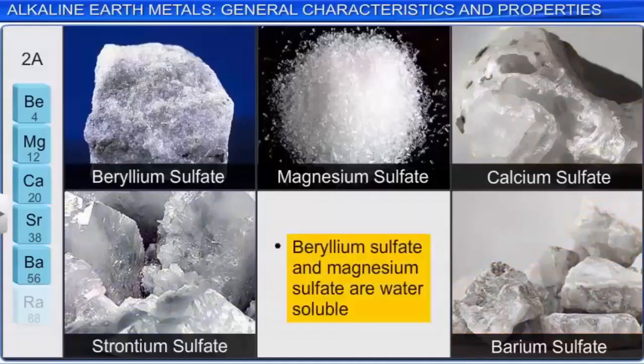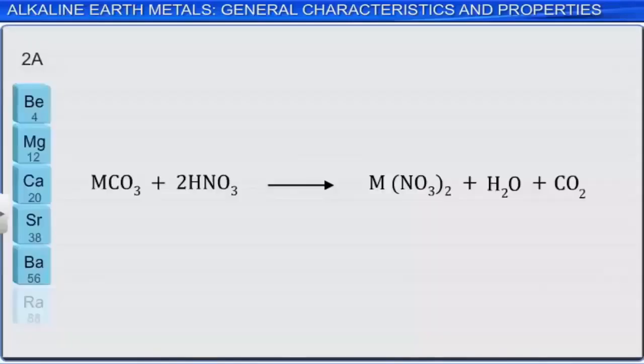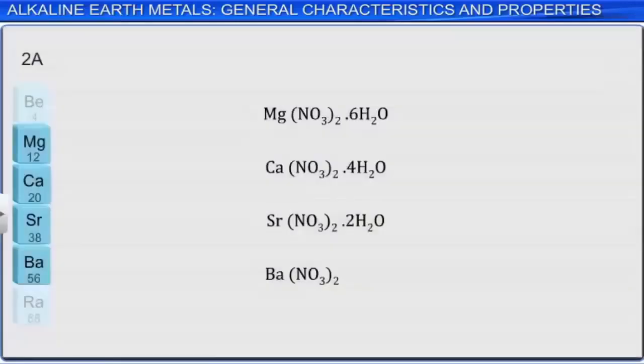The sulfate salts of the group 2 metals are white solids that are heat stable. Beryllium sulfate and magnesium sulfate are water soluble. But the solubility of this class of compounds decreases down the column. This is because beryllium and magnesium ions have higher hydration enthalpies than the other metals in the group. The group 2 metal nitrates can be prepared by dissolving the carbonates in dilute nitric acid.